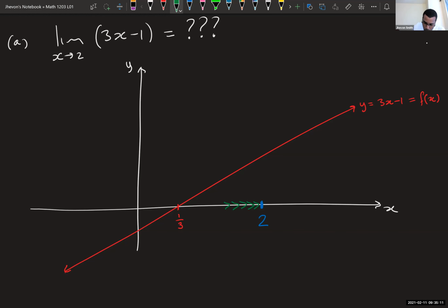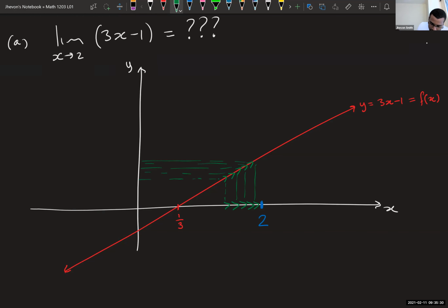And now we track this up to the function and say, as I get close to 2, it means I'm on the function and I'm moving in this direction. And so the focus should be, what is my y value getting close to?